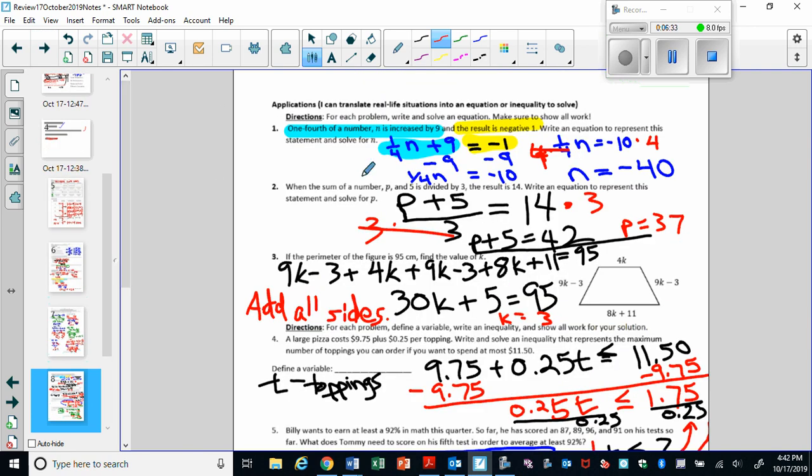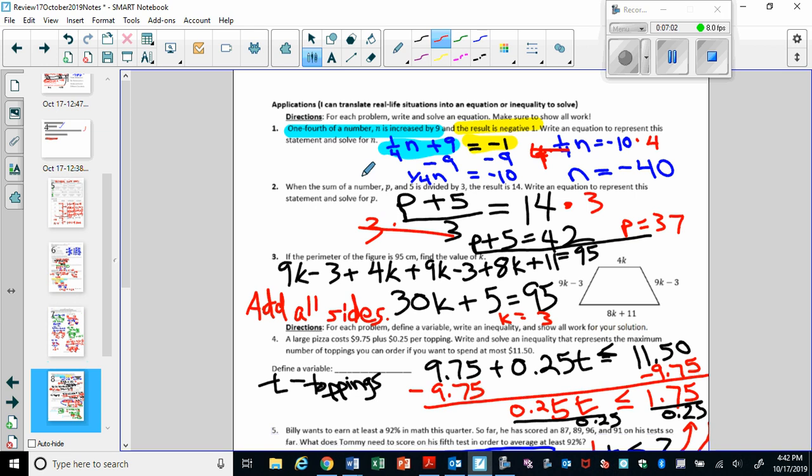Number 1, this is page 3 of your study guide, page 8 of the presentation. One-fourth a number increased by 9, that's 1/4 n plus 9 equals -1. Subtract 9 on both sides, so you have 1/4 n is equal to -10. Then you have to multiply both sides by 4. The result is n equals -40.